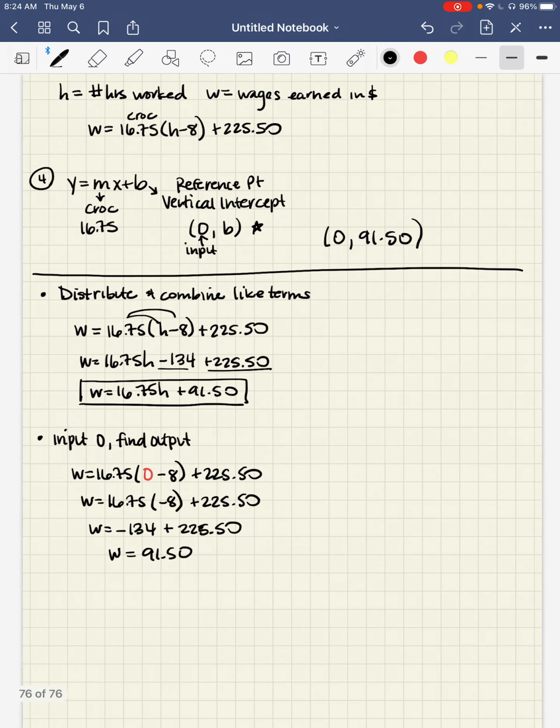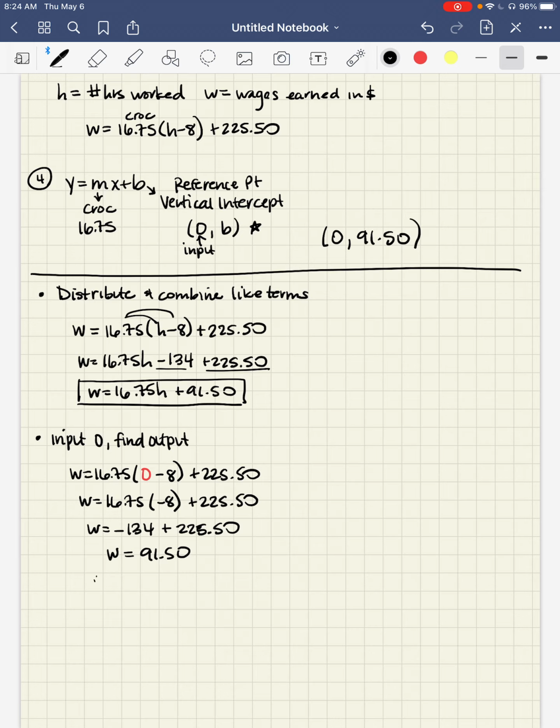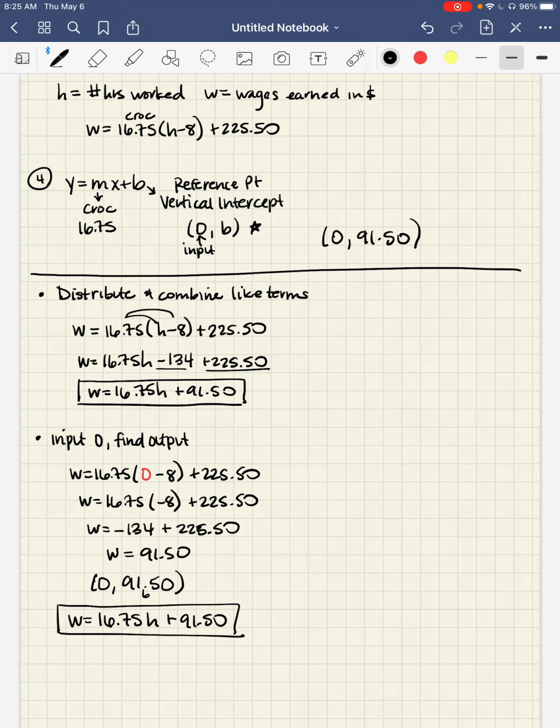And so here we need to recognize that this is saying that when my input is 0, the output was 91.50, or 91.5. But then I need to go back and actually write the formula. So it's 16.75h, because that's still my slope, plus the 91.5, because that's my b value. And so again, this would be another way that we could find it.